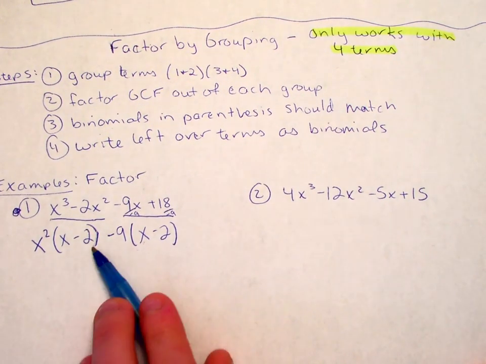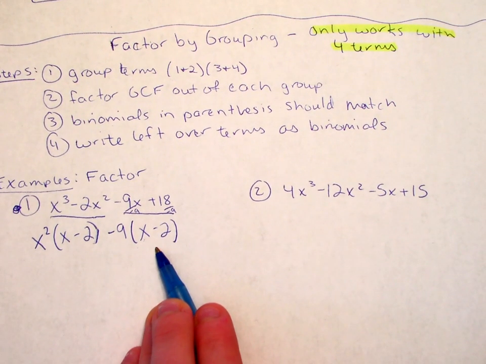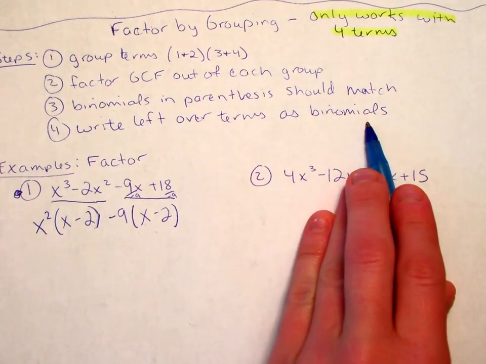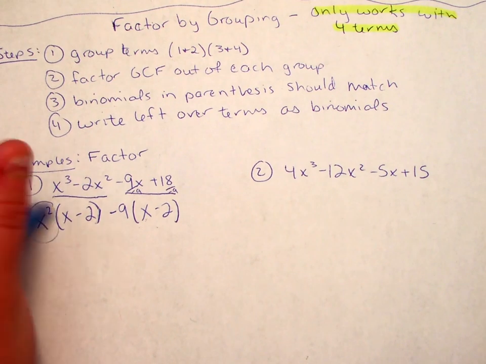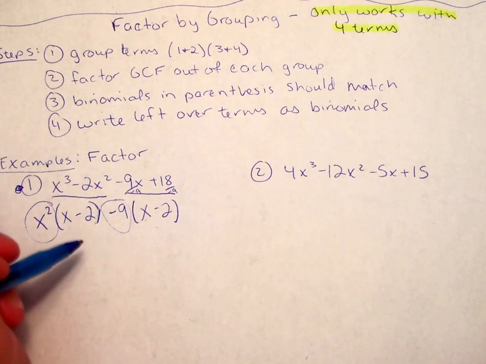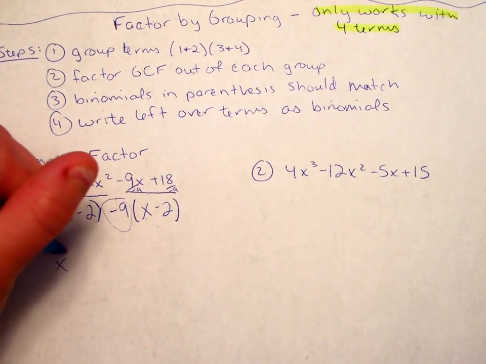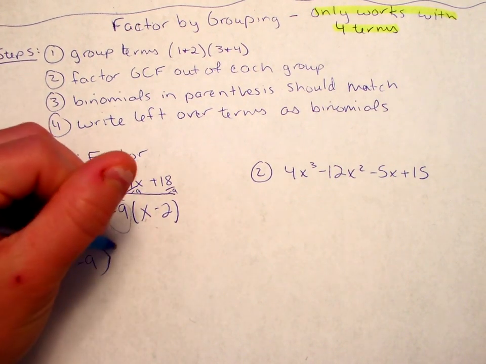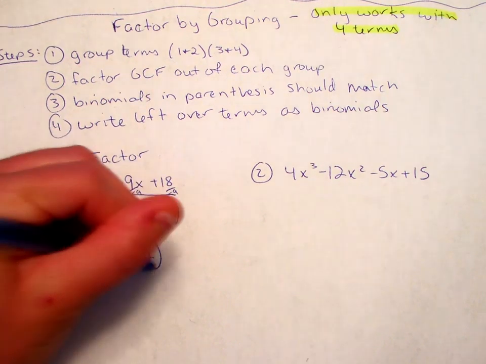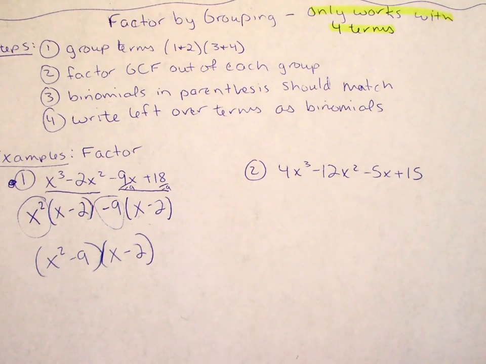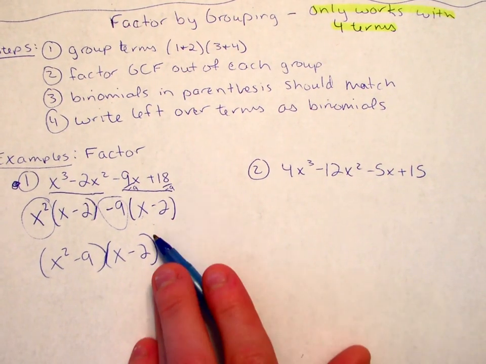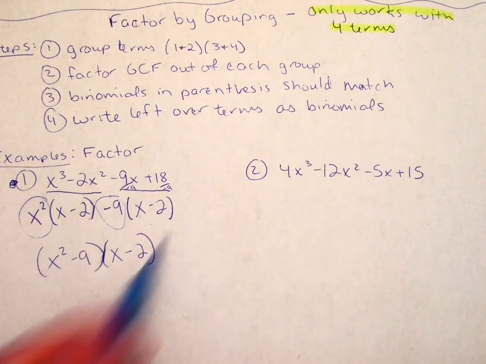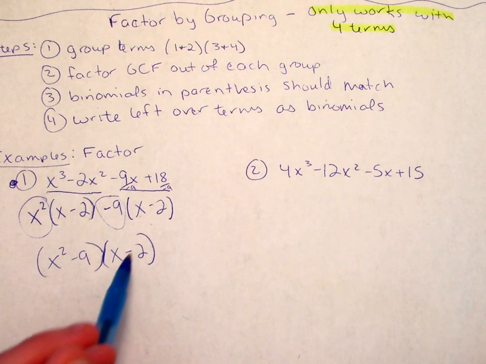So now my 2 binomials in parentheses are matching, and then it says write leftover terms as binomials. I call these my leftover terms because they're the ones on the outsides. So x squared minus 9 gets put in their own parentheses, and then x minus 2 just gets dropped down. Now the most common question is, do I write a square here? Why don't I account for the fact that there's 2 of them? The answer is no, you don't write a square here.